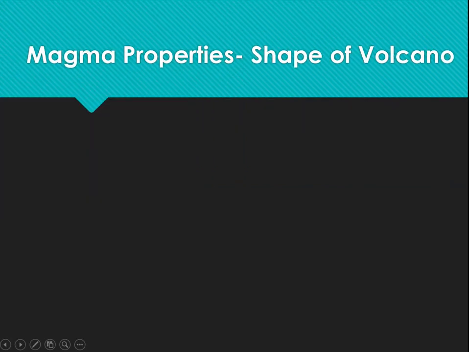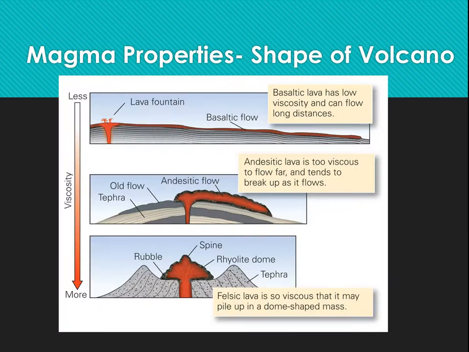Now, the lava's viscosity is also in part going to give us the shape of the volcano. So if you have a really runny lava, really low viscosity, it runs out really far away from your vent, so you end up with really wide, really gentle sloping volcanoes.